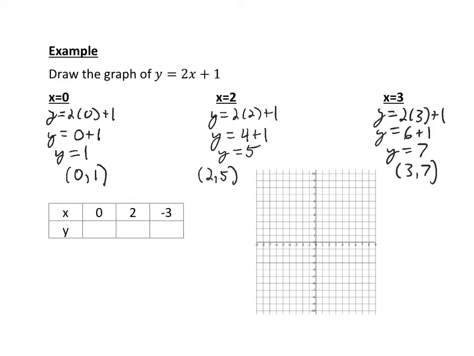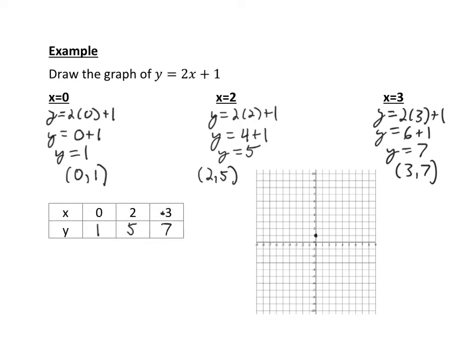We can represent these points in a table. So if I was to complete this table, when x equals 0, we would want y to be 1. When x equals 2, y would be 5. And when x equals 3, so I've got positive 3 there, so that should be a positive 3, y would equal 7. So let's connect those 3 points on our coordinate grid and see what the line looks like.